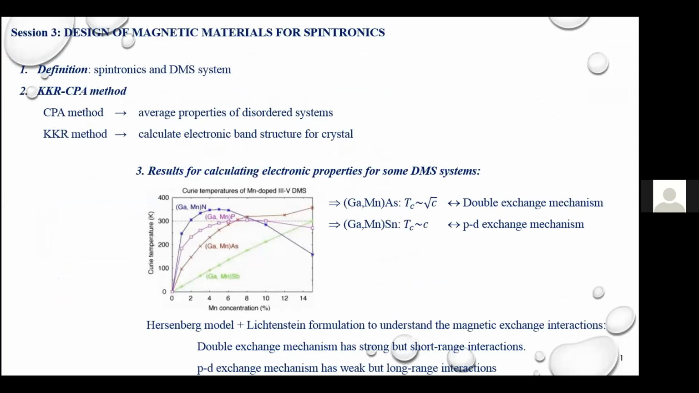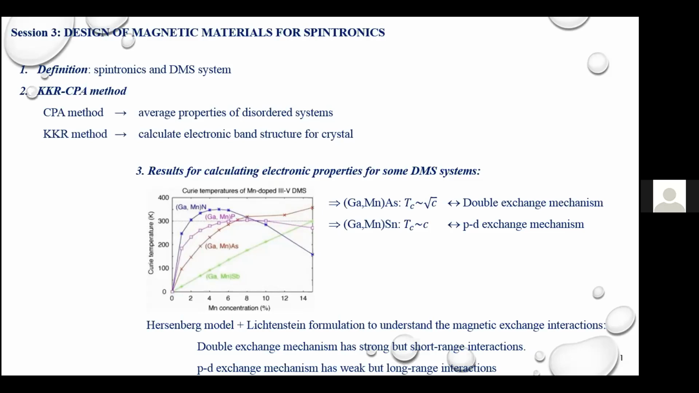Yes, I begin. According to the advice of our SIP program, now I choose two sections, section 3 and section 5. First one, I want to talk about section 3. It's about the design of magnetic materials for spintronics. Here is the outline of this section. First, we have the definition of spintronics and TMS system.